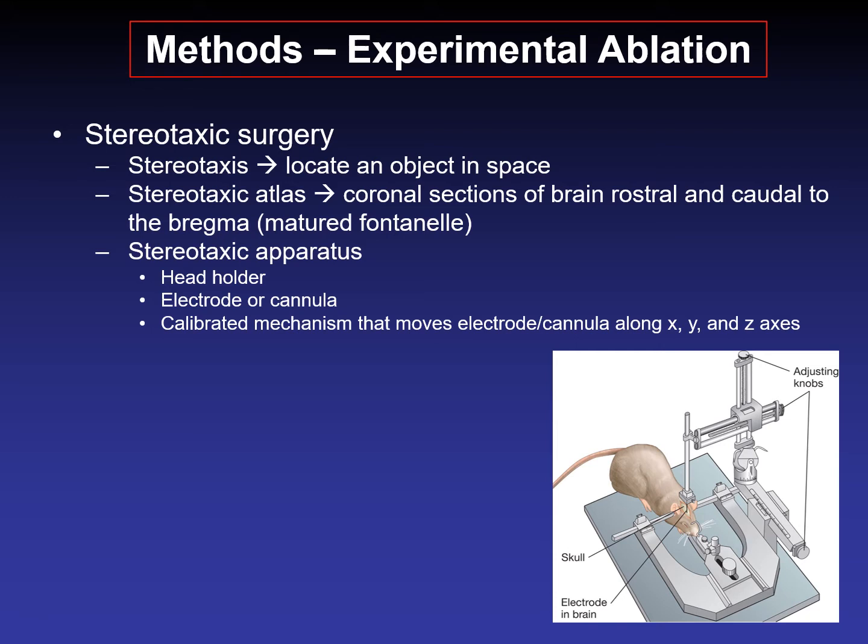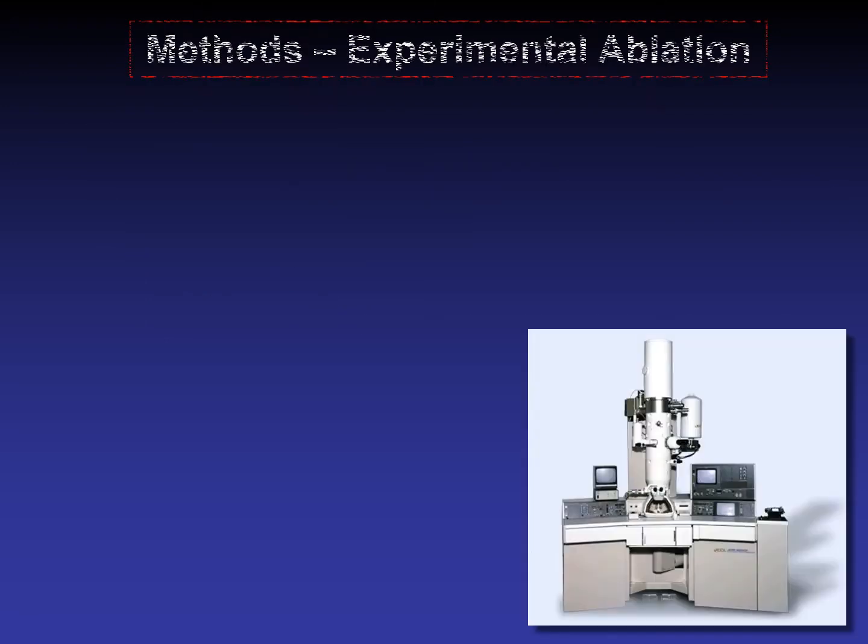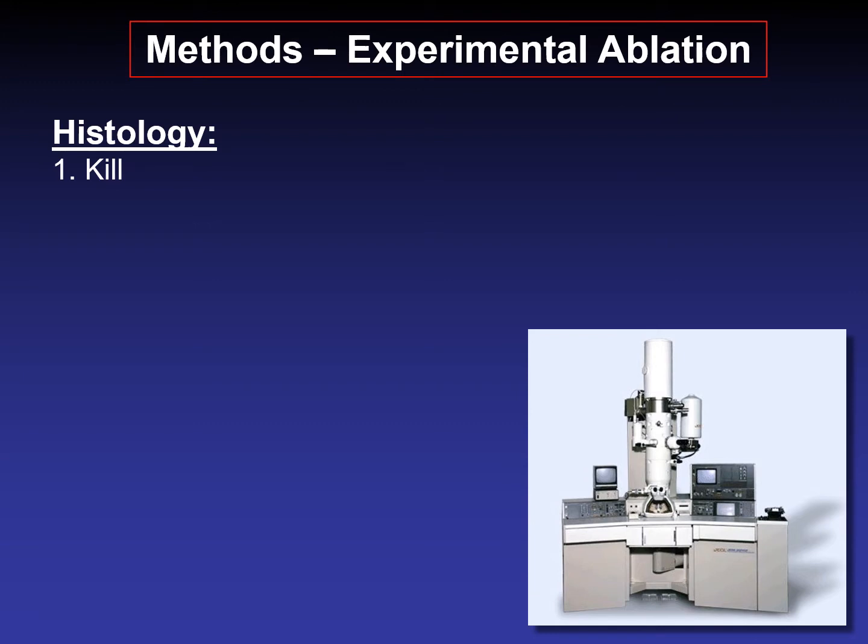And the stereotaxic device has a calibrated mechanism that moves the electrode or the cannula along the X, Y, and Z axes. And so this is how researchers find the brain region of interest. However, it's not an exact or perfect procedure, and for one thing, each brain is slightly different. And so the hippocampus might not be in exactly the same location for each animal that you perform surgery on.